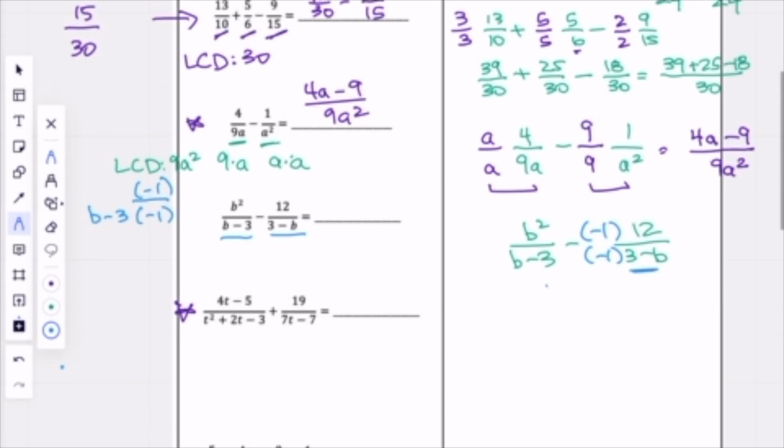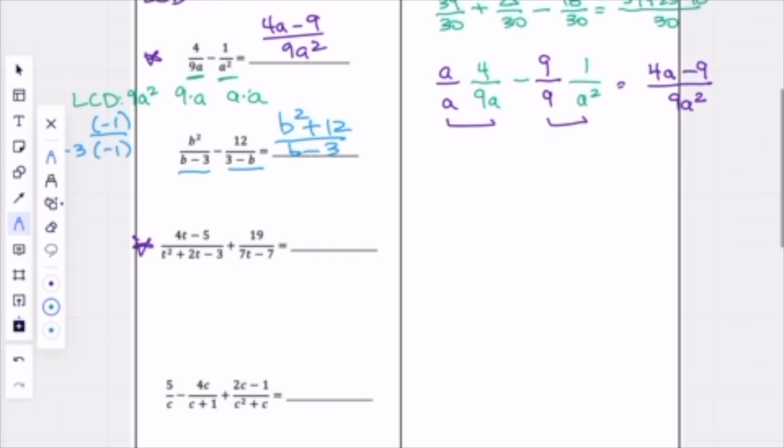All right, so we have b squared over b minus 3 minus -12 over b minus 3. And now we're ready to put those things together. And we have b squared minus -12 will be plus 12 all over b minus 3. Okay, b squared plus 12 all over b minus 3.